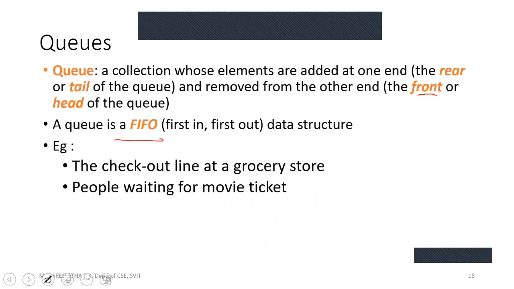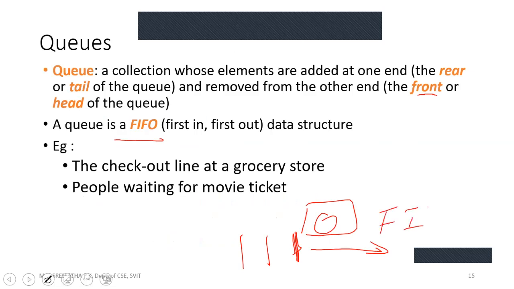As you see in the ticket counter, you stand in a queue for the ticket. The first person who has come will be the first person to go out of the queue. Whoever comes first in, he will be the person to go out first. Correct? So this follows the first in, first out system. Stack follows last in, first out.